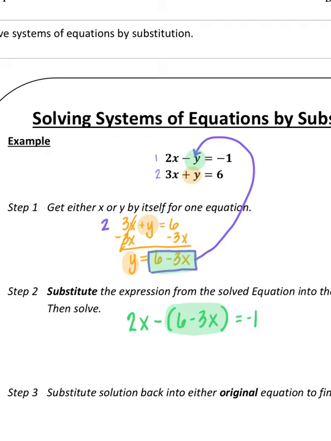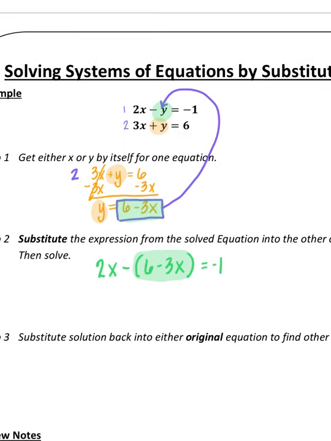Okay, so now we're going to solve for x. So we solved for y to get y by itself. Now we're going to solve for x. So now I have, and I'm just going to rewrite this by distributing my negative. I have 2x minus 6 plus 3x, because negative 1 times negative 3x makes it a positive 3x, equals negative 1.